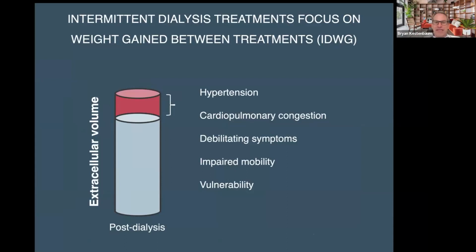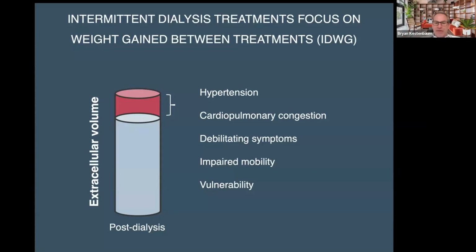Certainly, having this extra volume is a cause of hypertension. And most likely, this extra volume contributes to cardiopulmonary congestion. I think it probably contributes, to some extent, to symptoms and the ability to be mobile. Having edema or extra volume on board, I think, just contributes to having dyspnea on exertion, or how far you could actually walk and what things you can do.